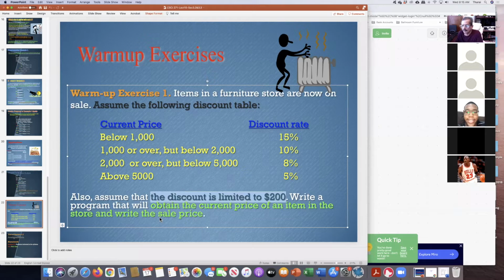Professor, does the code require a user input? Yes, you have to get the current price of the furniture. Okay, thank you so much. You're going to do only one furniture right now. So you just ask for the price of one furniture and then determine what the discounted price is.